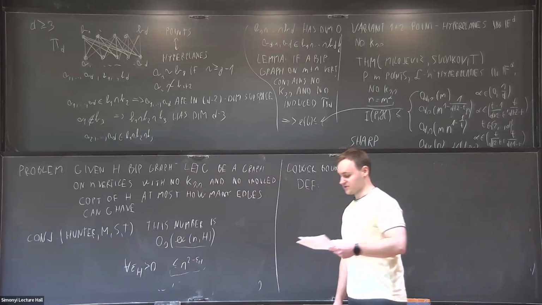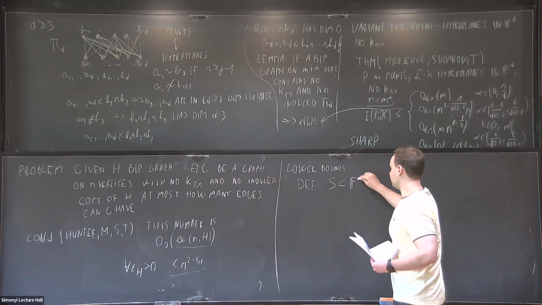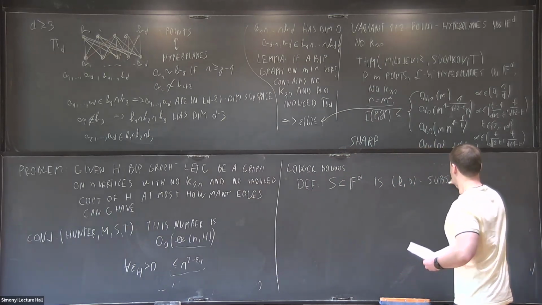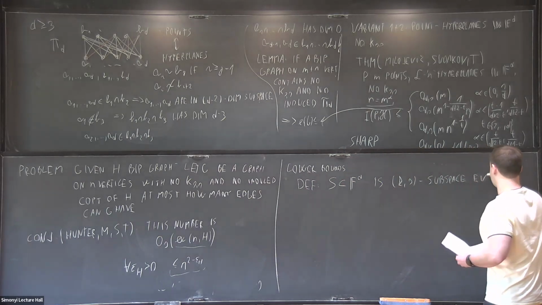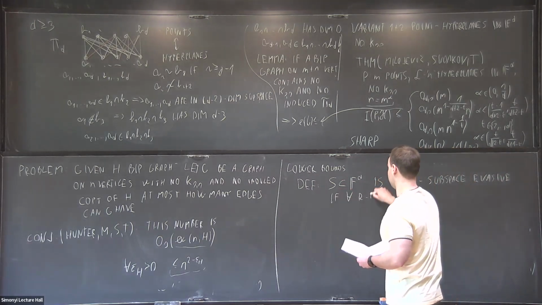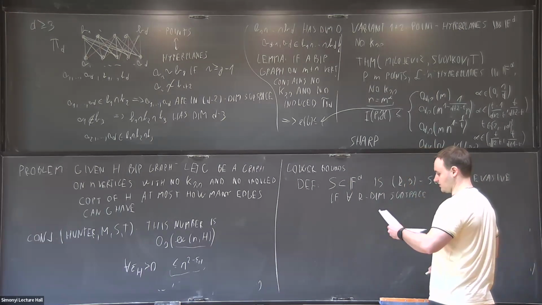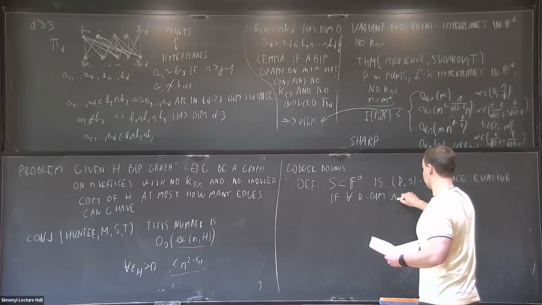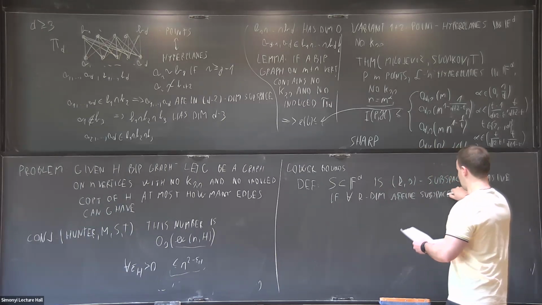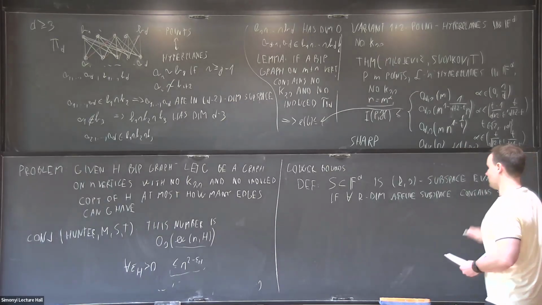So let me introduce a definition. I say that a subset S in F^D is (k, s) subspace evasive if every k-dimensional subspace, where subspace means affine subspace, contains less than s elements of S.